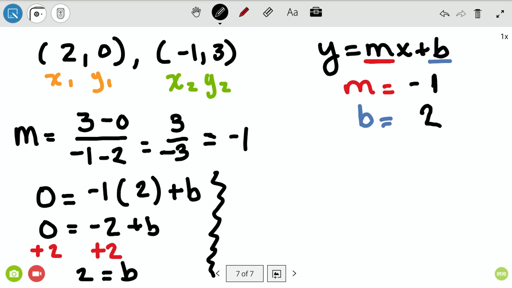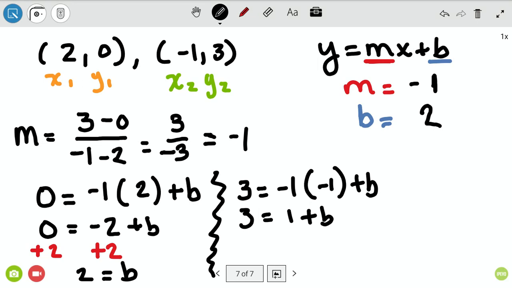Okay, so I'm going to use my green points now. My green point, or my y2, so y equals, my 3 equals, my m stays the same, right? Because my m is the slope no matter what. My green x is negative 1, plus b. And I get 3 equals negative 1 times negative 1, which is a positive 1, plus b. And then when I subtract 1 from both sides, I get b equals 3 minus 1, which is 2. So my b equals 2. No matter what point you pick, when you're given 2 points, choose whichever one you think is going to be the easiest and then run with it.